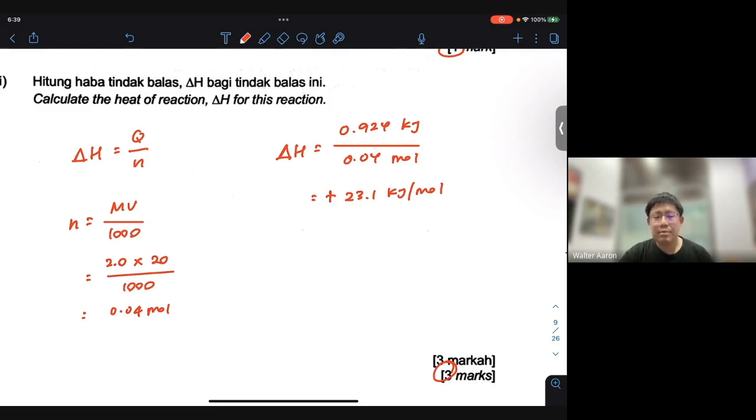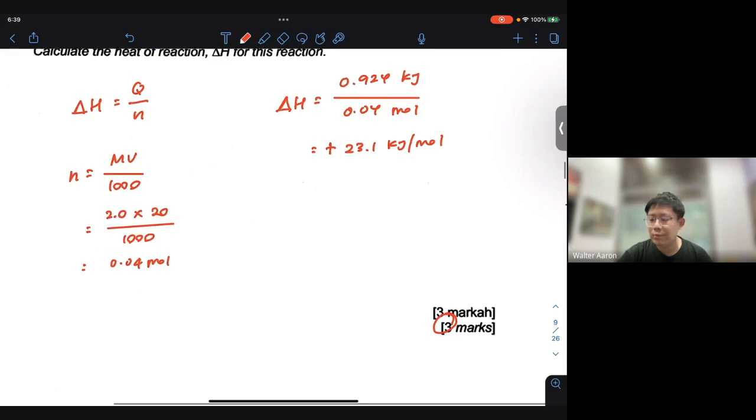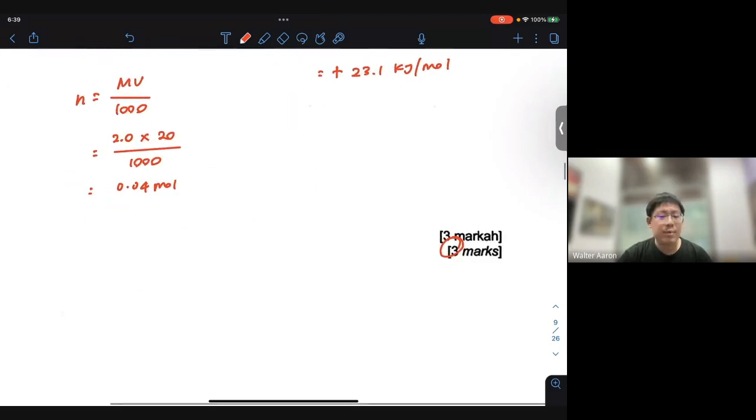Remember that in your SPM exam, just in case this type of question comes up and it becomes an endothermic reaction, for example, you have to make sure that the plus sign is actually used, then only kilojoules per mole. So if you get that correctly, you should be able to get 3 marks in total.